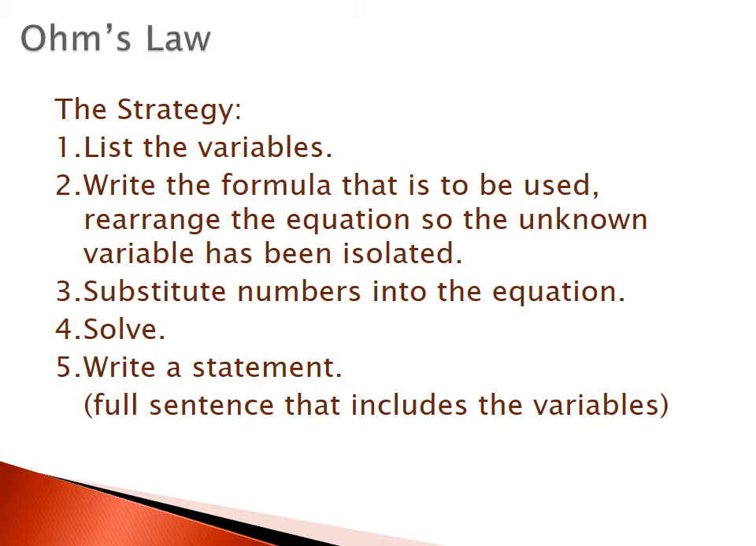The strategy. First, we will list the variables. Then we write the formula that we are going to be using, which is always V equals I times R. We will have to rearrange the equation so the unknown variable has been isolated. After our unknown variable is isolated, we substitute numbers into the equation. We then solve it by punching it into our calculator. Then we must finish with a statement, a full sentence that includes all the variables.